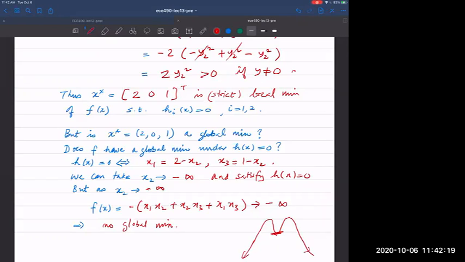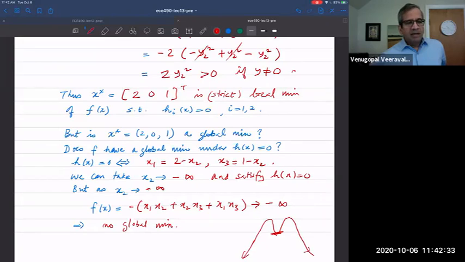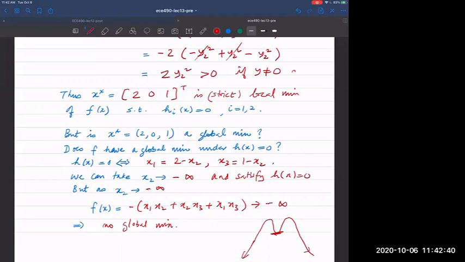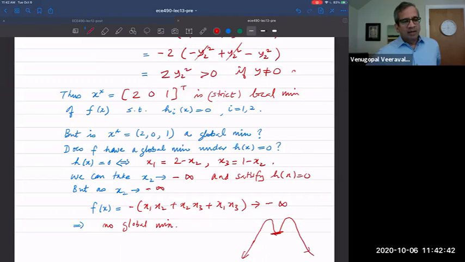I have a question. In case x2 goes to infinity, but if x1 and x3, one of them goes to plus infinity, I don't know what happens in that case. Oh, it doesn't matter. It doesn't matter as long as I can show that there's some way to keep x in the constraint set and make the function go to minus infinity. Then it cannot have a global minimum.